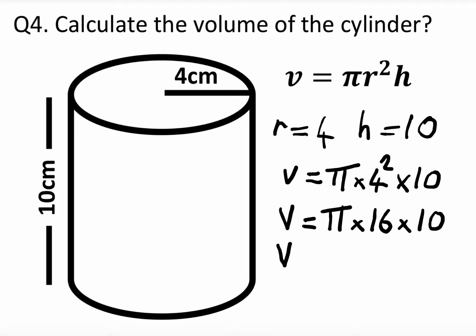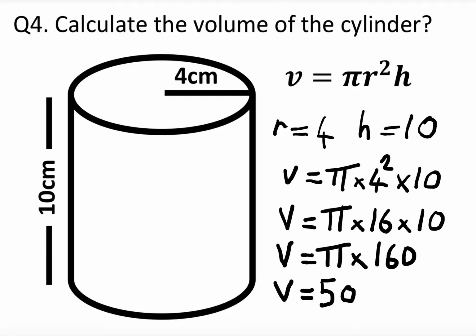You could do all of this on a calculator in one step, but I always like to sometimes put all the steps in. It shows a bit of clarity. So 16 times 10 is going to be 160. And so we're down to the bottom now. So the answer, if you do it on a calculator, you're going to end up with a value of 503.